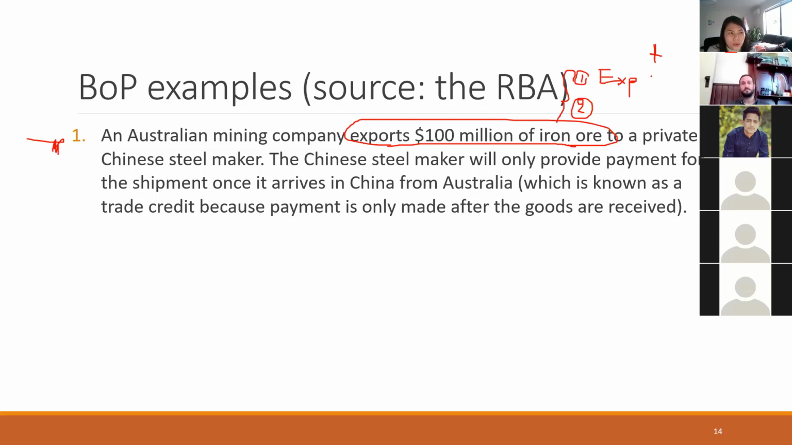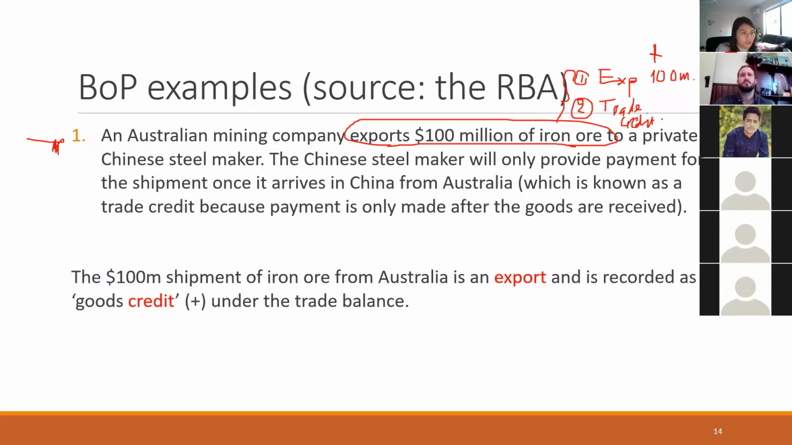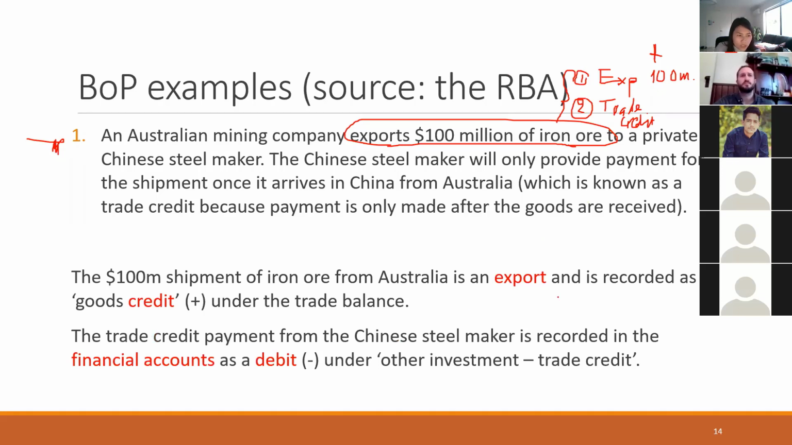With the export, we're going to record 100 million in here. The second one would be the trade credit. With the trade credit, this is going to be recorded in the financial account, and this is going to be a debit. So how does this happen? When you export $100 million to your trade partner in China, the Chinese trade partner has to pay you. So this $100 million recognizes a reduction in the foreign holdings of the AUD.